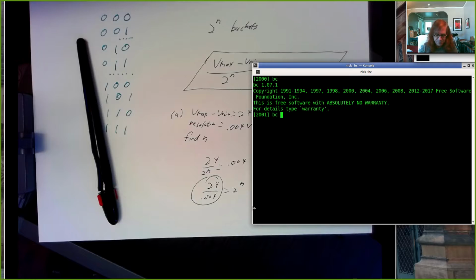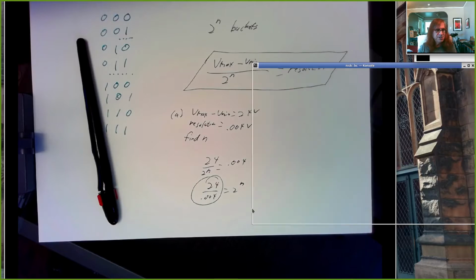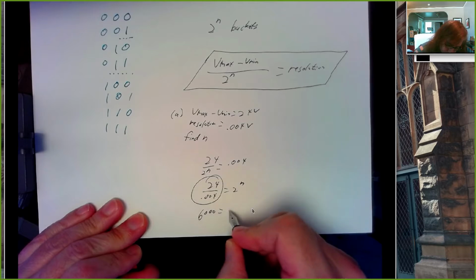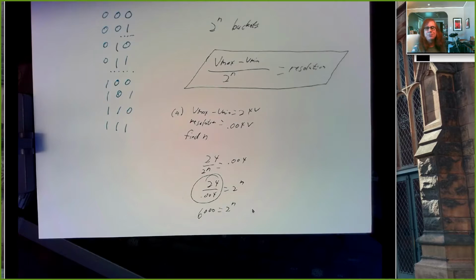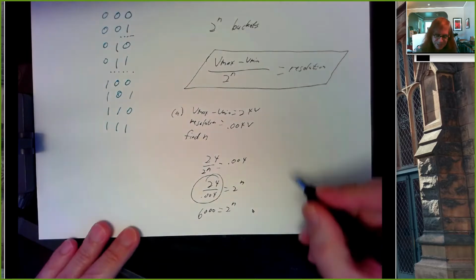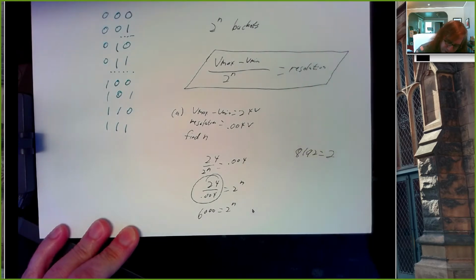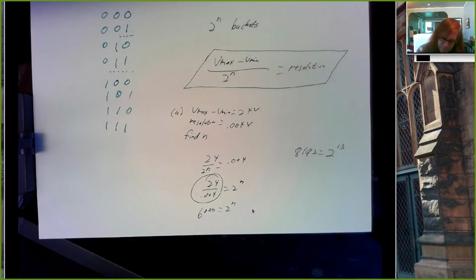So 24 over 0.004 is 6,000. So you're looking for an n where 2 to the n is at least 6,000. And the closest power of 2 that's bigger than 6,000 is 8,192, which should be 2 to the 13th. And so you need at least 13 bits.